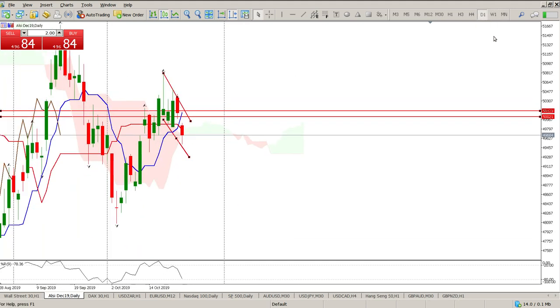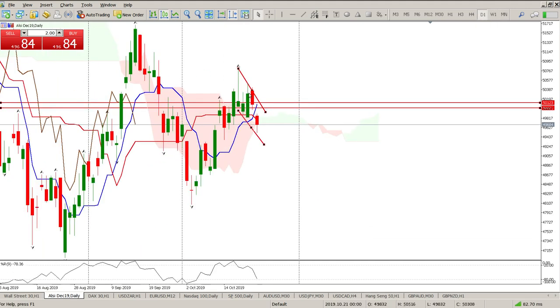And looking at the daily, we have finally broken out and we've got a bullish crossover. So it's a bullish crossover above a cloud, which is fairly bullish. Okay, so you're looking at the daily now. This does look like it is a potential flag.